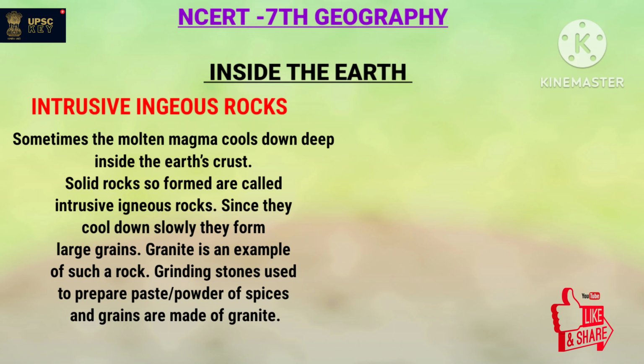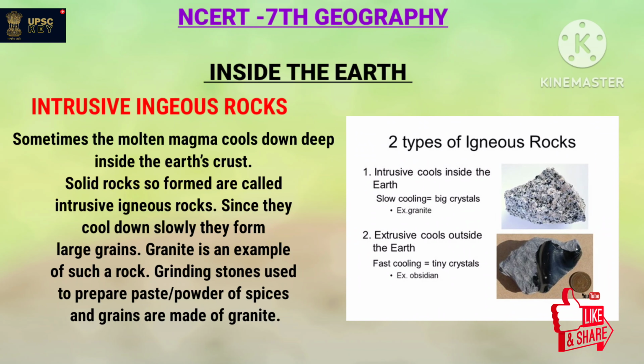Intrusive igneous rocks. Sometimes the molten magma cools down deep inside the earth's crust. Solid rocks so formed are called intrusive igneous rocks. Since they cool down slowly, they form large grains. Granite is an example of such a rock. Grinding stones used to prepare paste and powder of spices and grains are made of granite.